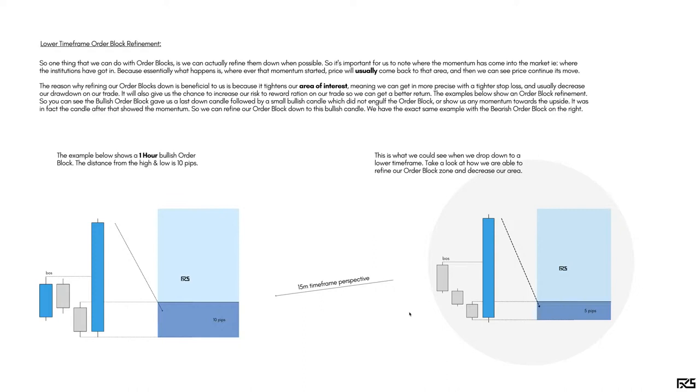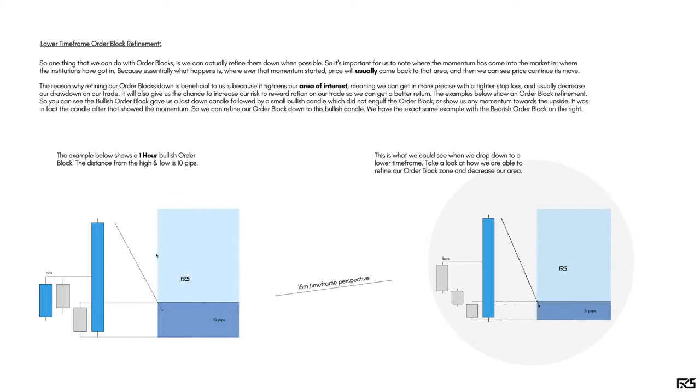Now, the reason why refining order blocks down on a lower time frame is beneficial is because it tightens our area of interest, meaning we can get in more precise with a tighter stop loss and usually decrease our drawdown on a trade. It will also give us the chance to increase our risk to reward on our trades so we can get a better return on investment. Now the examples below show an order block refinement, so let's have a look.